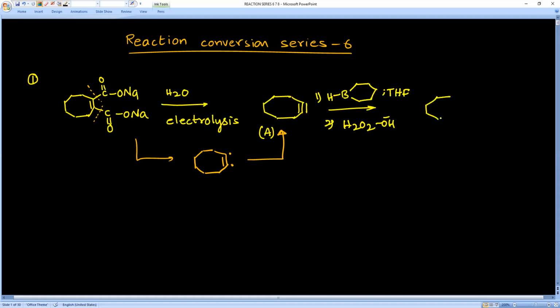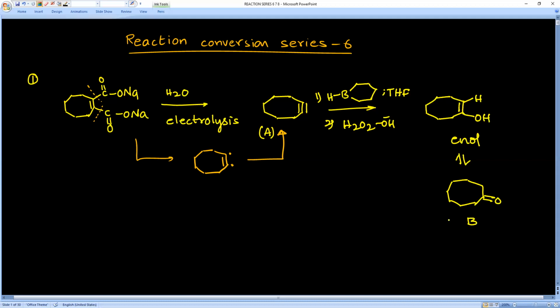Due to hydroboration oxidation, one pi bond gets dissociated, and on one carbon hydrogen and on another carbon OH attacking takes place, but it is an enol. Enol participates in tautomerism. It will convert into cyclooctanone. This is compound B. Enol converts into keto form.